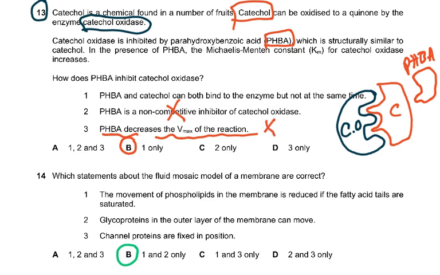If you could figure this out, that PHBA was a competitive inhibitor, this was what you had to figure out in the question. And you know, adding a competitive inhibitor does not alter the Vmax. So this is how you have to figure out the answer to this question number 13.